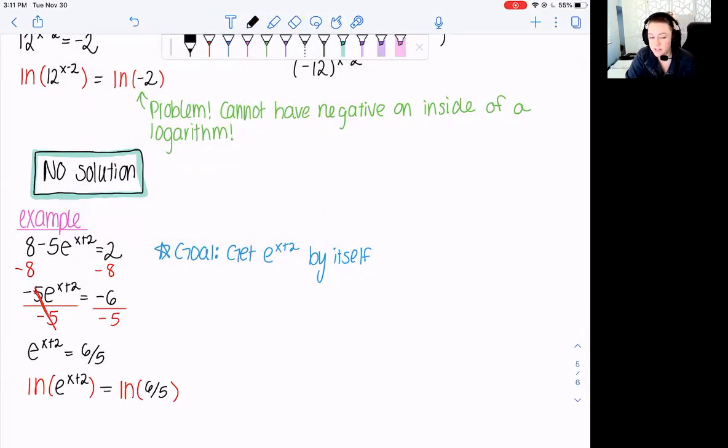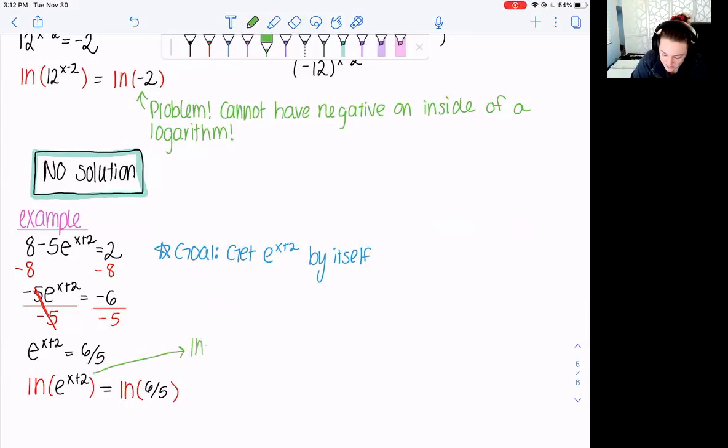And everything is okay here. This problem does have an answer. However, you're going to get simplification problems if you aren't careful.